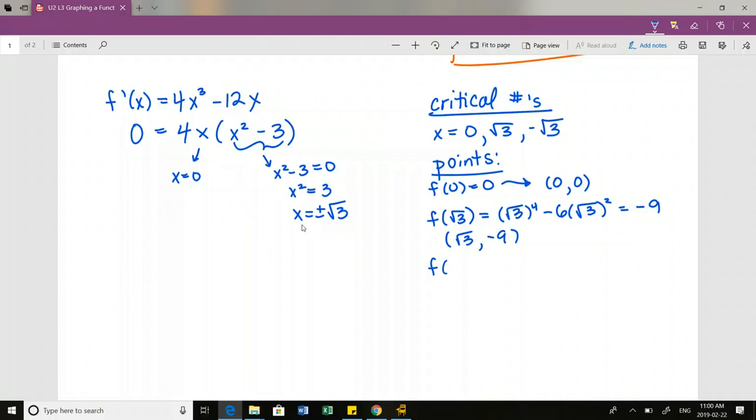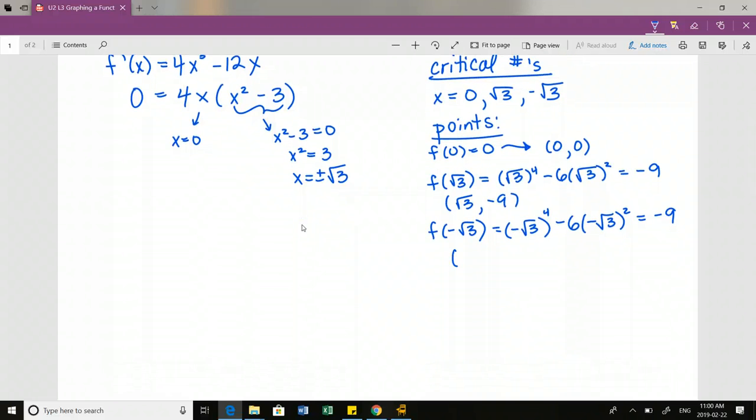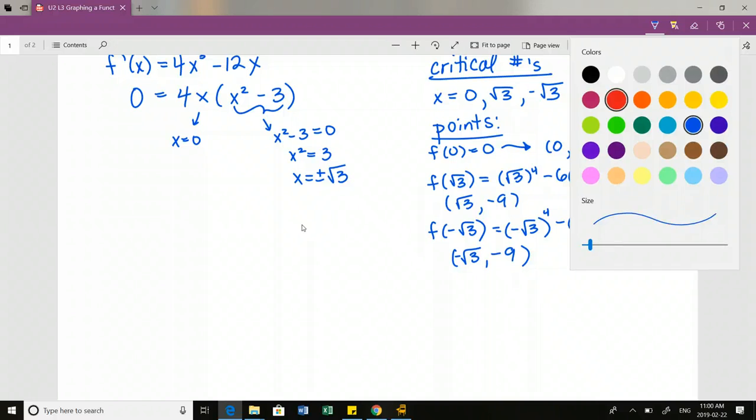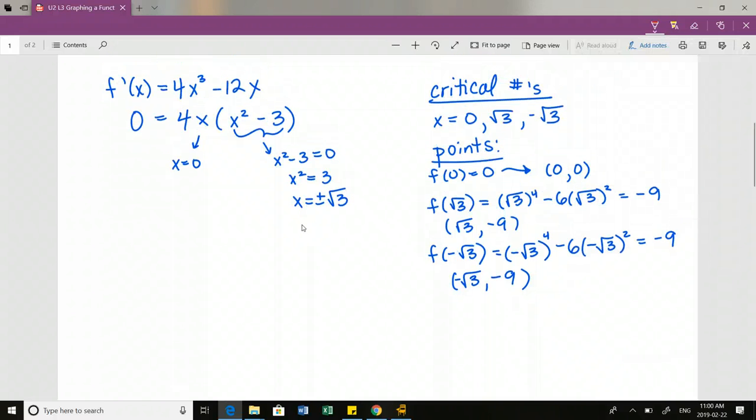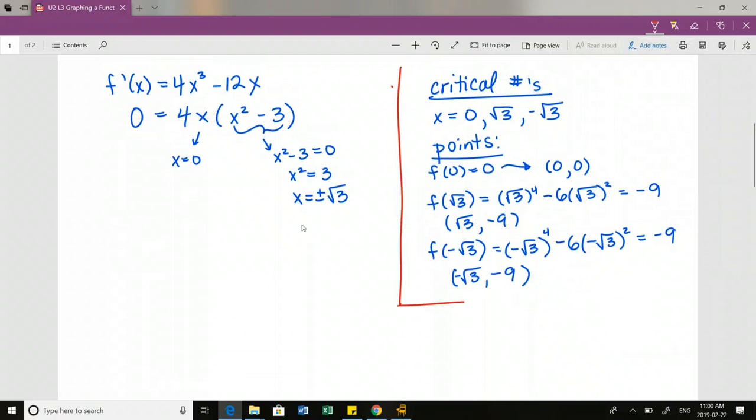And I think we actually get the same thing when we sub in negative root 3, right? Because we're putting them to the positive or to even exponents. So the negatives just become positive anyways. So I think we get negative 9 again for that negative root 3. Okay, so we've got another critical point at negative root 3, negative 9. Okay, so we're subbing these in not to the derivative equation, but to the original equation to find the y coordinates.